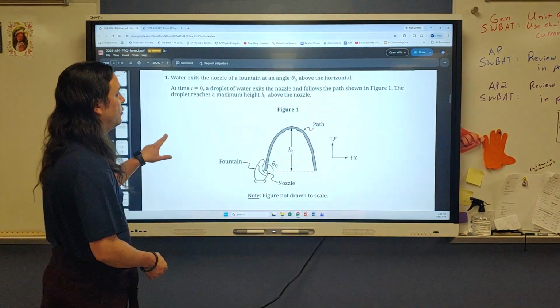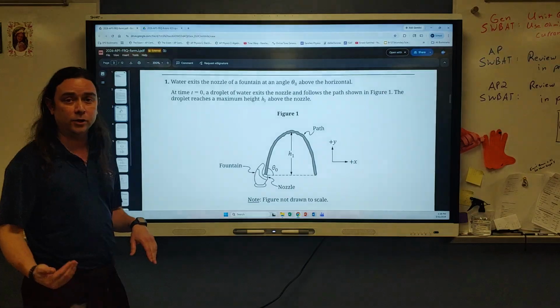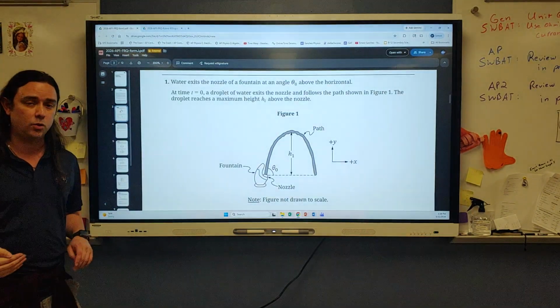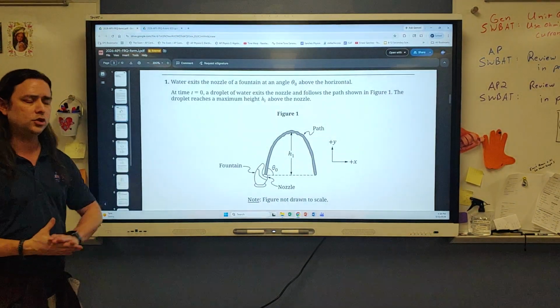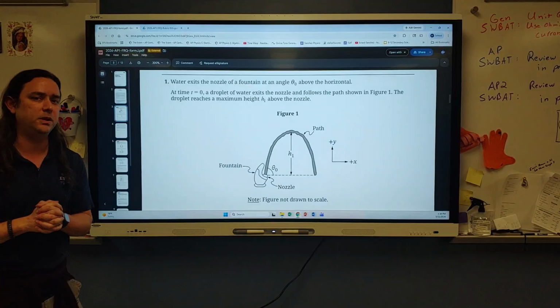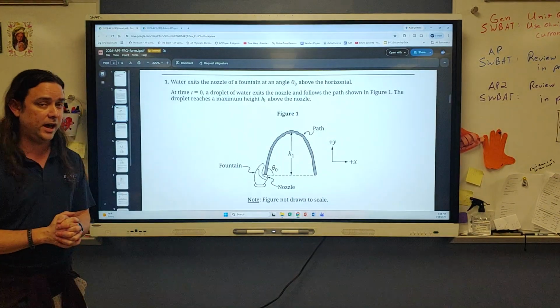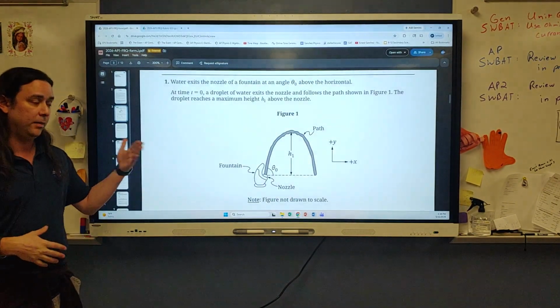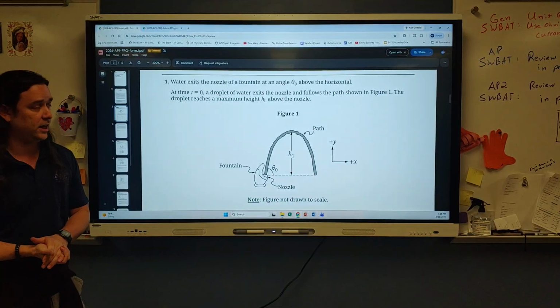Okay, jumping in on question number 1. Question number 1, as a reminder, is the mathematical routines question. And usually, for each of the physics exams, it is most likely to be the most mathematically complex part of the exam, particularly for the free response section.